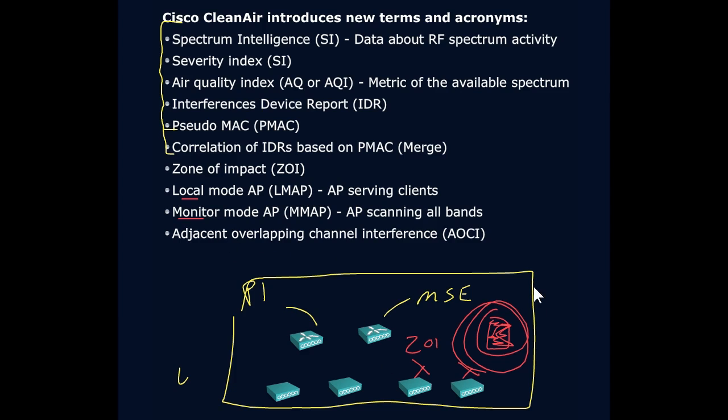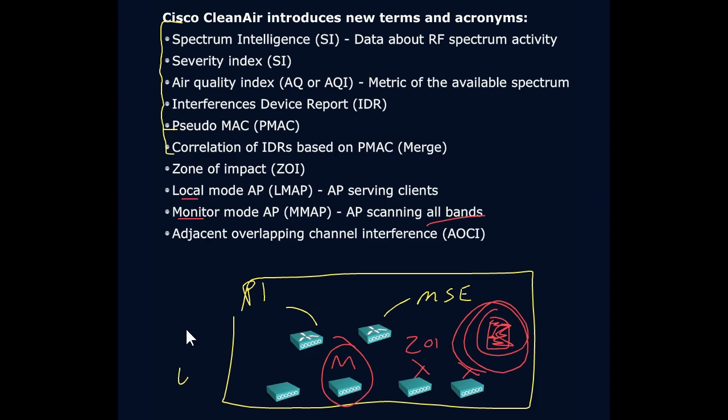A monitor mode access point will actually not be serving clients. Instead, it's observing all bands, right? Not just the bands it's serving, but all bands, and gathering the most information about what's going on with potential sources of interference. So local mode serving clients actually can come to convergence very quickly because we've already got neighbor messages going back and forth. It's very efficient that way. But monitor mode gives us a bigger band of observation from one or more devices that we assign that mode.